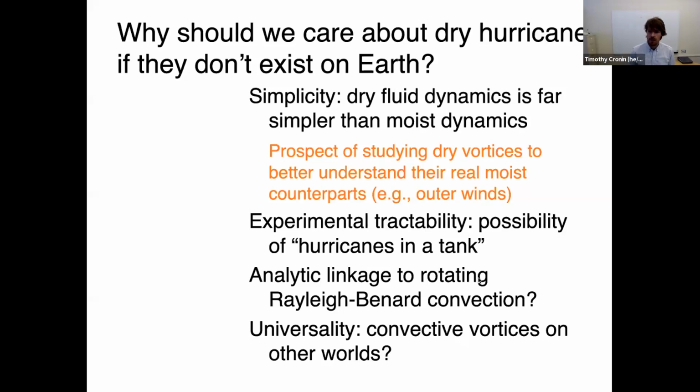And related to this is the point that if dry rotating convection is all you need to produce hurricanes, then it may be possible to find them in simulations or experiments of just rotating Rayleigh-Benard convection, which would make a really nice linkage between the behavior of the real atmosphere and a huge body of work on convection in applied math, physics, and engineering. And finally, vortices that are like dry hurricanes might exist on other worlds or in deep past climates of Earth, even if they don't exist in Earth's present climate. So we're trying to study a phenomenon that's potentially quite general to rotating turbulent convection over a surface that has the ability to store a lot of heat.